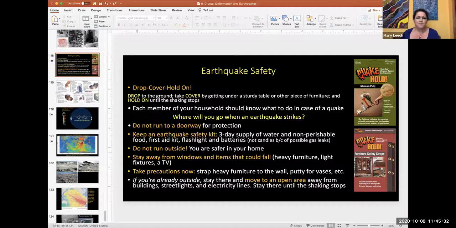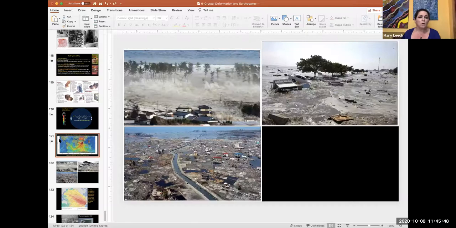If you're inside, stay away from the windows and any items that could fall. Light fixtures, a TV, other heavy furniture that might tilt. Bookcases, for example. Okay, that's what you want to do.